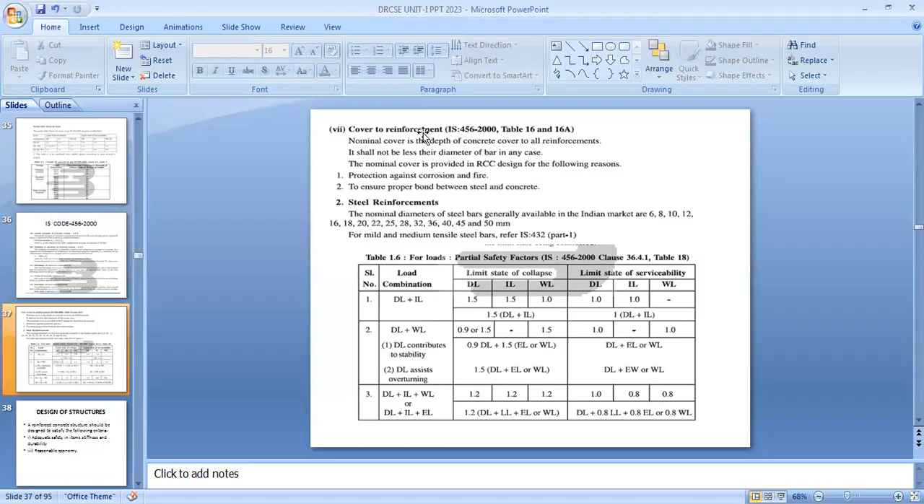Here you can see the cover to reinforcement, IS standard 456, which is given, and then it is 2000. Table 16 and 26, partial safety factors.